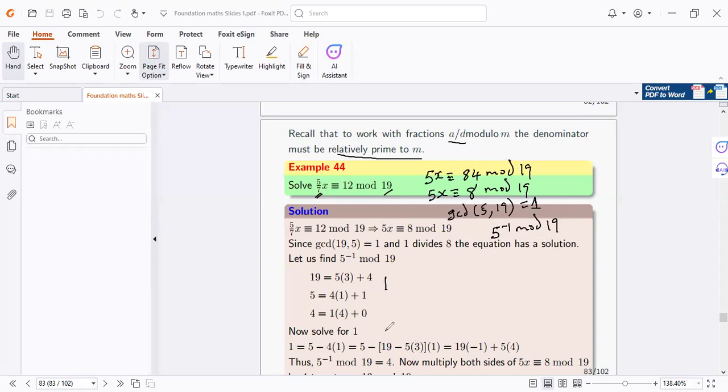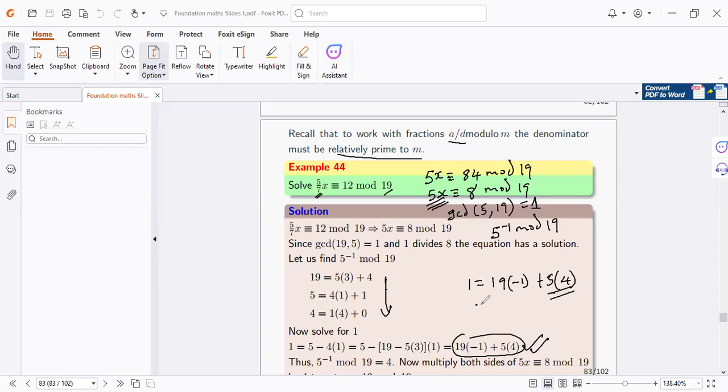That's what I'm doing here by the Euclid's algorithm, and then reverse using the standard Euclid's algorithm, you arrive at this. So we have that 1 is 19 multiplied by -1 plus 5 multiplied by 4. We wanted the inverse of 5. So the inverse of 5 is 4.